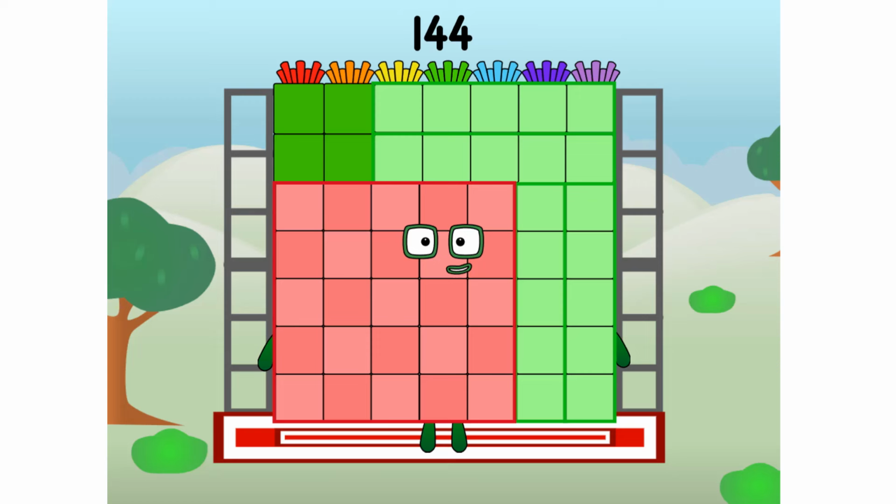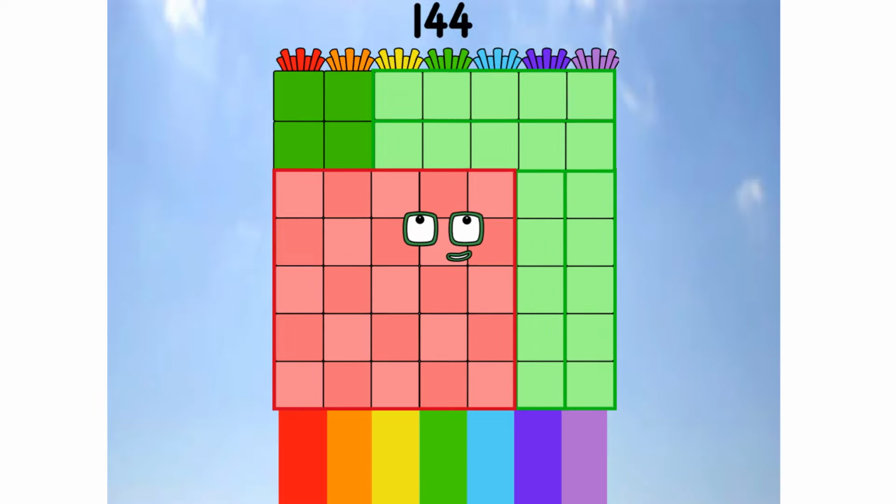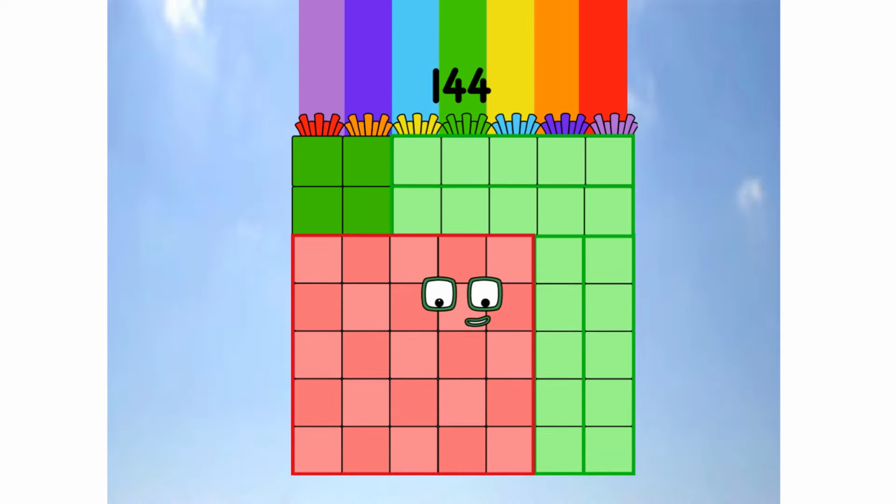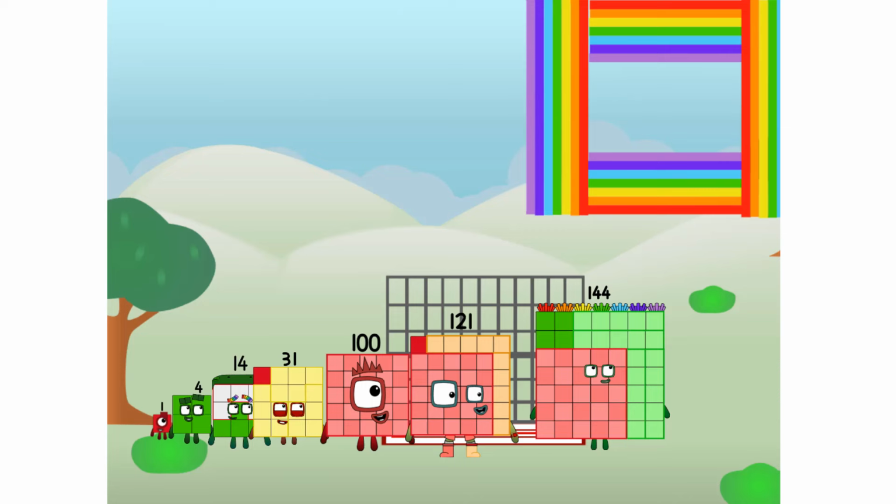144 commencing rainbow test flight. All systems checking out. 12 by 12. Wish me luck. Whoa, yowzer. Didn't get that high, but I did just invent the square rainbow. Guess you've got to give it a go to get lucky.